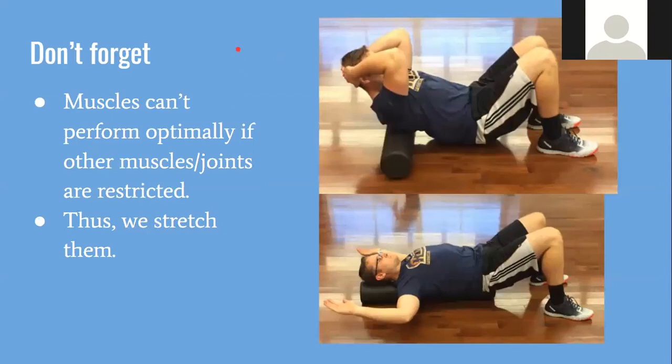So big key thing is muscles can't perform the way they're supposed to if there's restrictions somewhere, right? So it could be joints or other muscle groups. So if we find tightness, we need to stretch it, right? Because the tightness does not allow for our posture to be optimal, which doesn't allow muscles to function the way they're supposed to. So this is where it's important to really address what are your tight muscles, where are your weak muscles, and let's counterbalance that.